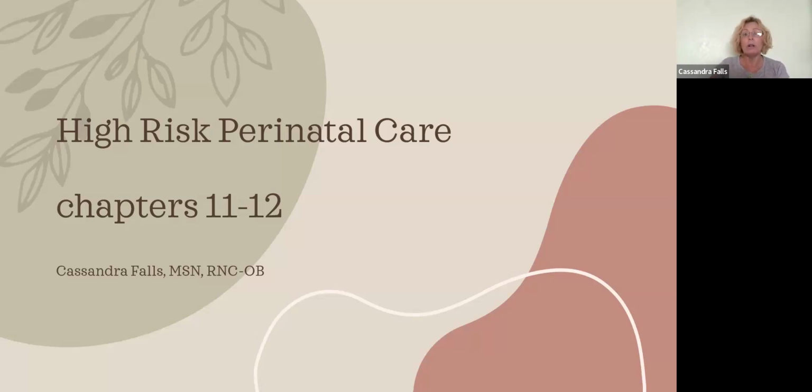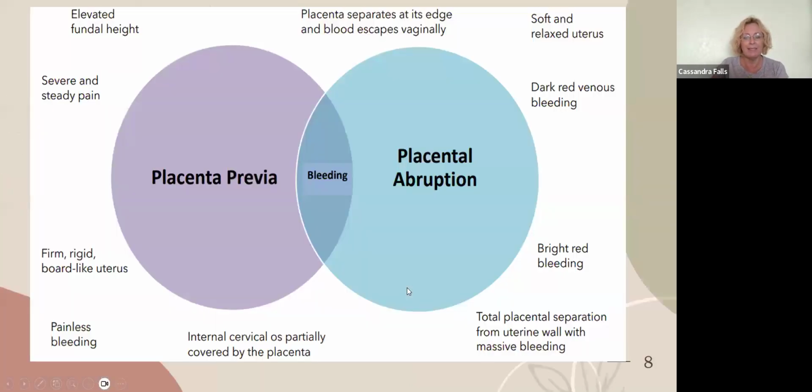So I'm going to go back to the PowerPoint. Can you guys still see the PowerPoint? Here's placenta previa and placental abruption. And this is kind of set up like a concept map. I don't know if you all use concept maps in school very much, but they both have bleeding and severe hemorrhage potential, but there are some factors that are very specific to one or the other.